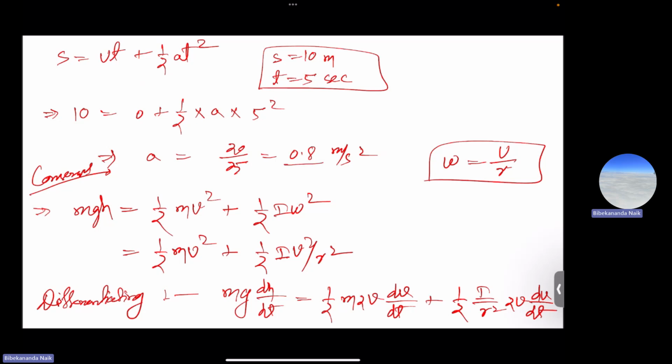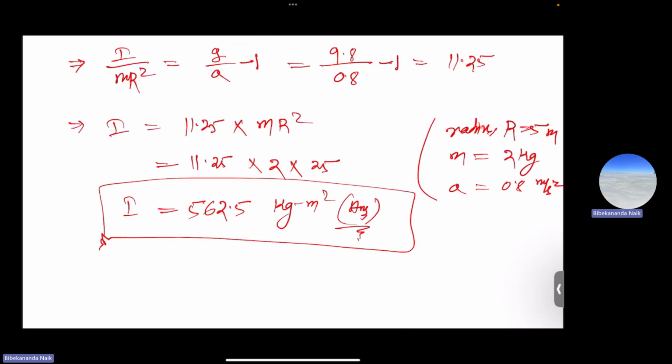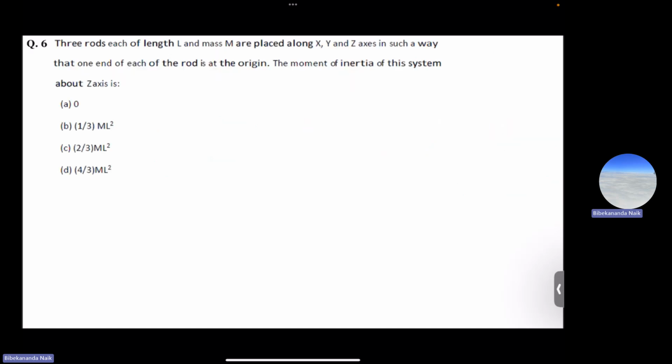Then putting the law of conservation of energy, in order to solve it we need to differentiate it. After differentiating, we got the expression, and from that expression we got the relation of I. If we put all the known values, we get the value of I as 562.5 kg meter square. So I hope this is clear to everyone. Now we move to question number 6.